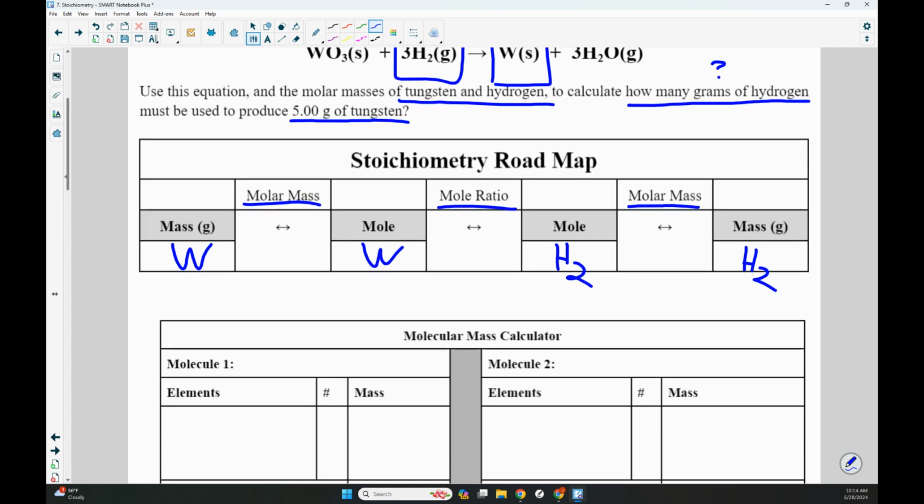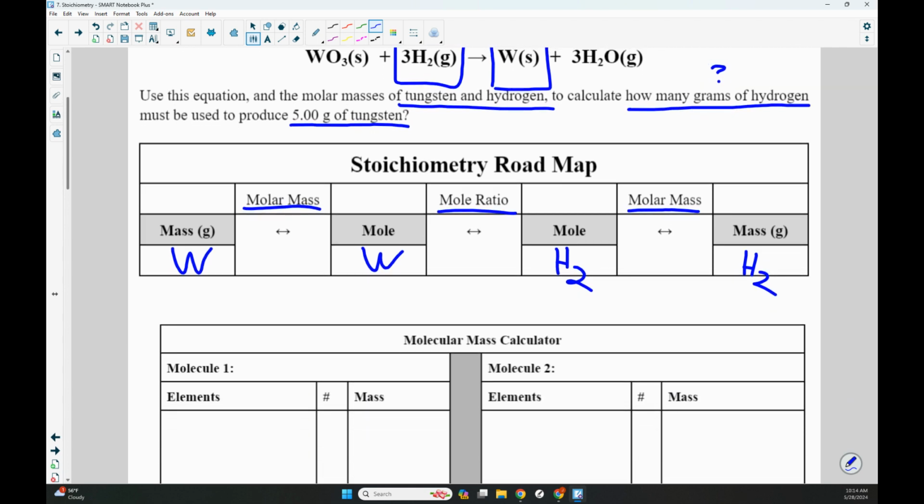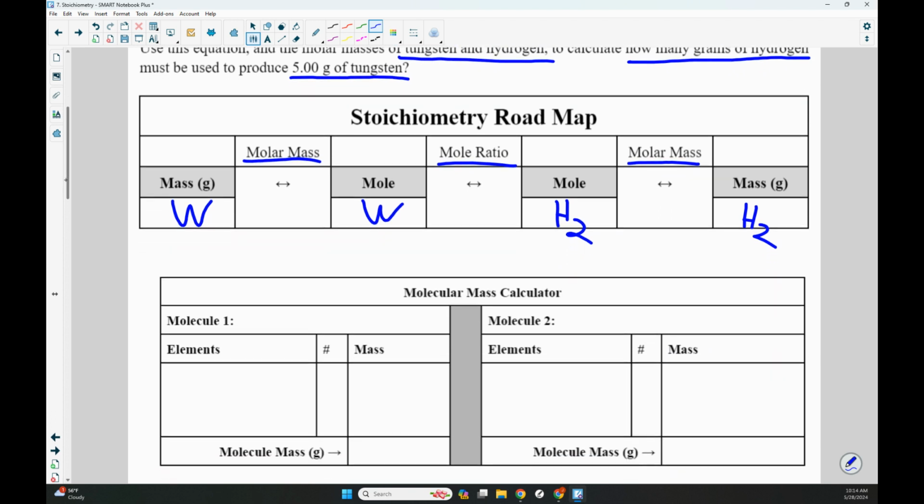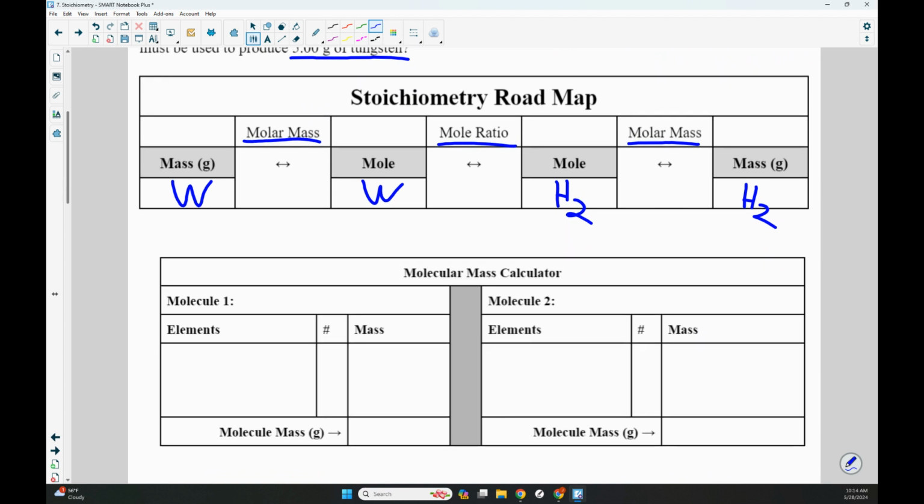So since we're using the molar mass of both elements, we're going to have to calculate the molar mass of both elements. So let's do that. First of all, tungsten. This is just plain old elemental tungsten, so it's going to be very easy. All we have to do is look at the periodic table, and we see that it is 183.84 if you find W on the periodic table. Nothing to total up in this case.